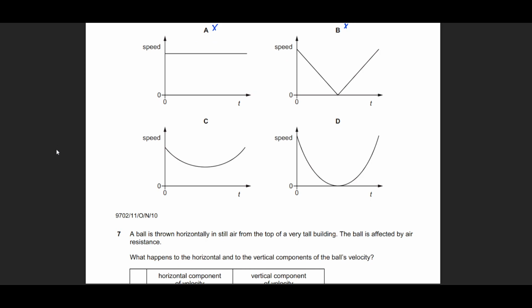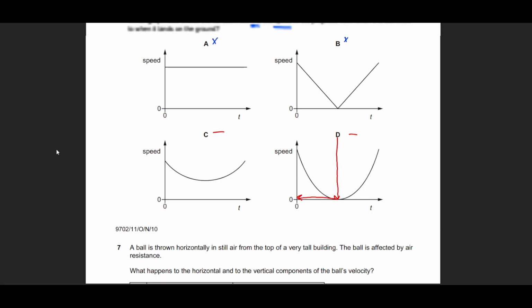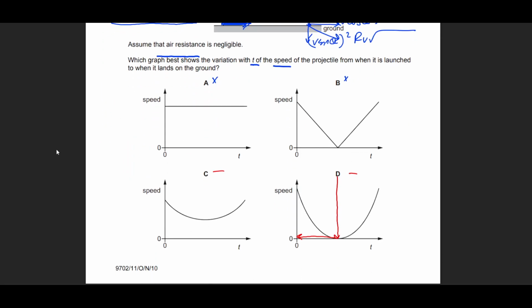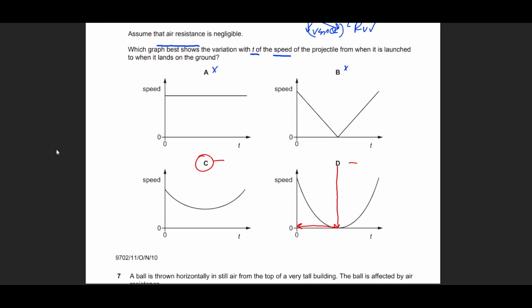So I have to make a choice between C and D. In D, there is a problem. The problem is that it shows that at some point in time, the velocity becomes zero. Whereas we know that the object is in continuous motion. Its speed is never zero. Its kinetic energy is never zero. So this could not have been the answer. So the question's answer is option C, right?